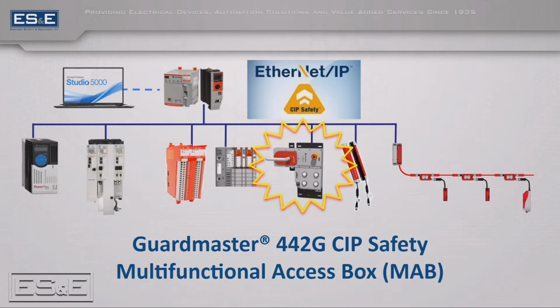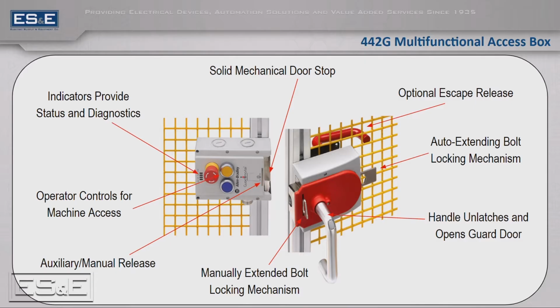So starting with the MAB, the multifunctional access box. First, just a look at this device in general. It's been around for a little while. Why would you want to use this device as opposed to everything separate? Well, instead of having to have a separate locking door switch, separate relays, separate push buttons, maybe even manufacture or machine your own door handle, you've got it all integrated into one package. It's a specific safety rating. It meets the performance level you're looking for.